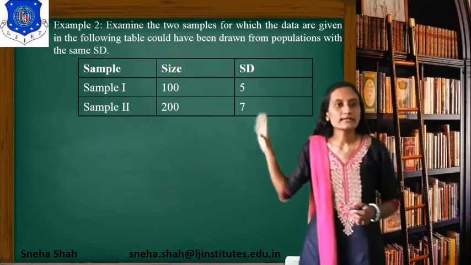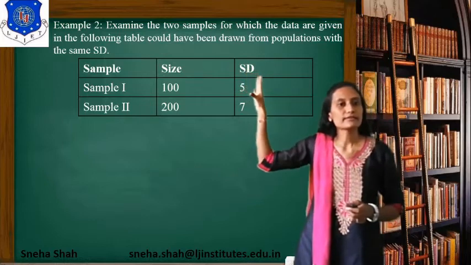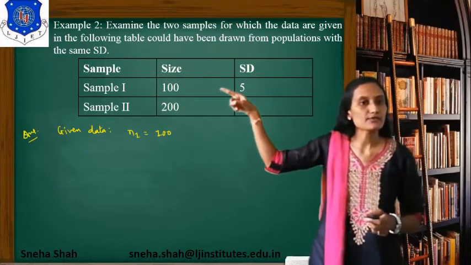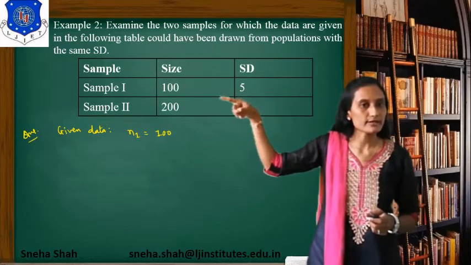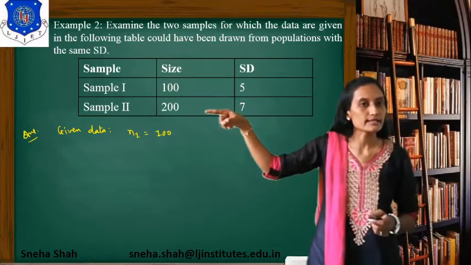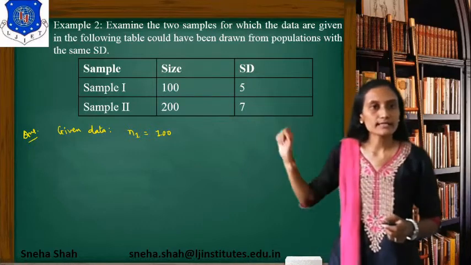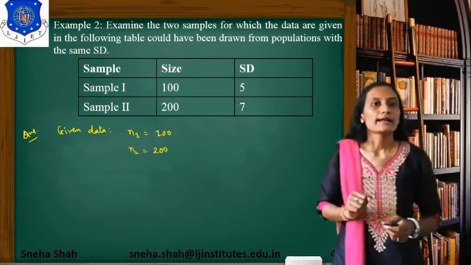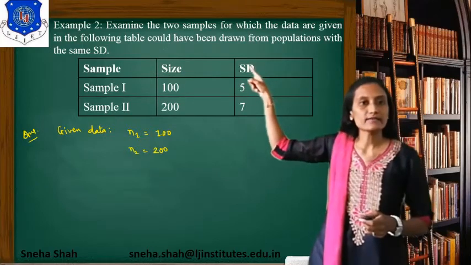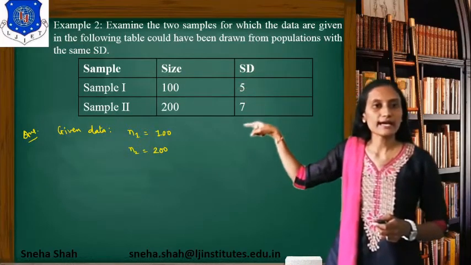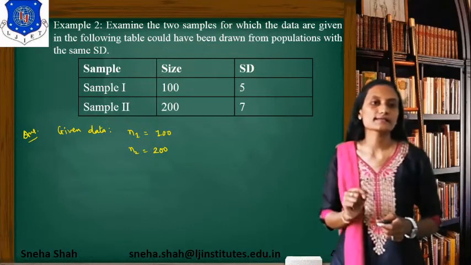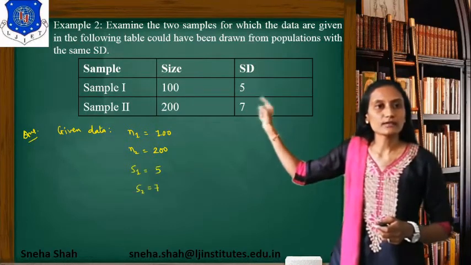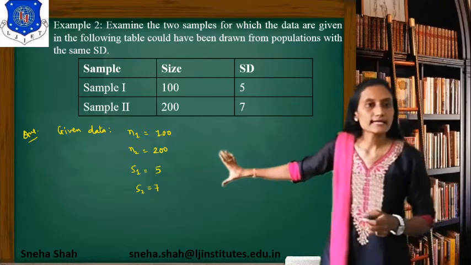Now, if we're solving this example, first of all, we define which data are given to you. The number of samples for the first system is 100. For the second, its value equals 200, right? So n1 equals 100 and n2 equals 200. Now the next thing is standard deviation. For the first system its value is 5, and for the second system its value is 7. So we write S1 equals 5 and S2 equals 7. This data is given to you.